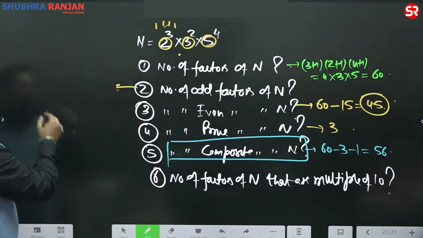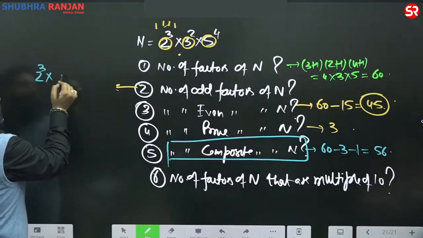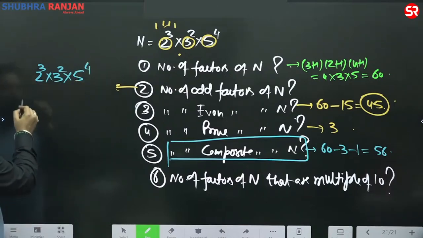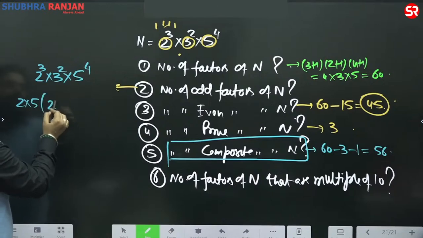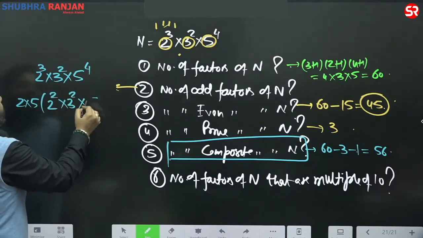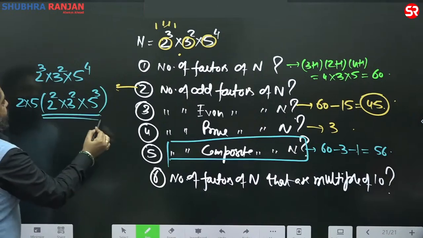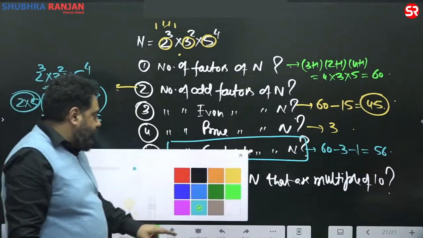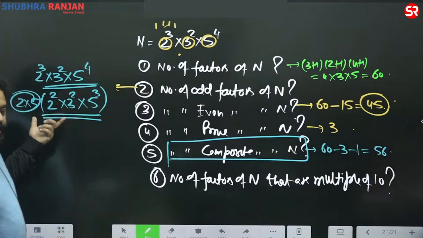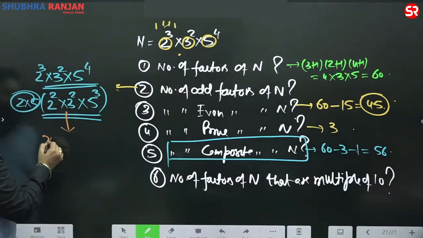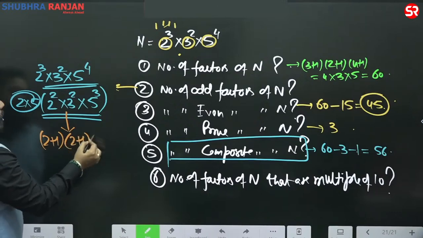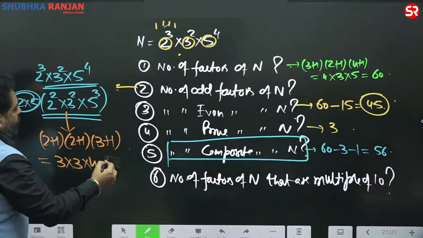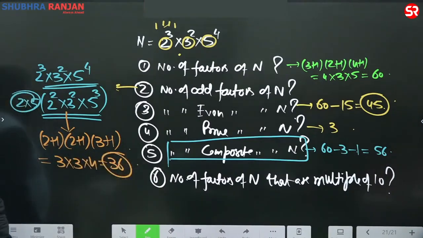What is your number? Your number is 2 to the power 3, 3 to the power 2, 5 to the power 4. What is 10? 10 is 2 into 5. So take 2 and 5 common. It is 2 to the power 2, 3 to the power 2, 5 to the power 3. Now any factor from here would be a multiple of 10. So how many factors are there from this? This is (2 plus 1)(2 plus 1)(3 plus 1), which is 3 into 3 into 4. 36 factors are multiples of 10.